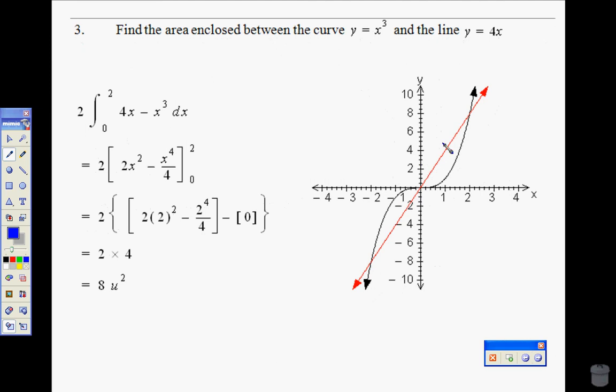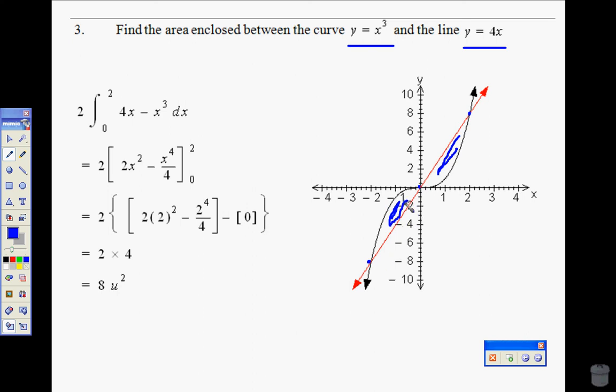This one's a little bit different because I'm looking at x cubed and 4x, both being odd functions. So when I look at the area here, this area is the same as this area. If I was going to do this separately, I'd have to change the ideas, because in this part, between minus 2 and 0, x cubed is the top curve and 4x is the bottom curve. Here, between 0 and 2, 4x is the top curve and x cubed is the bottom curve.